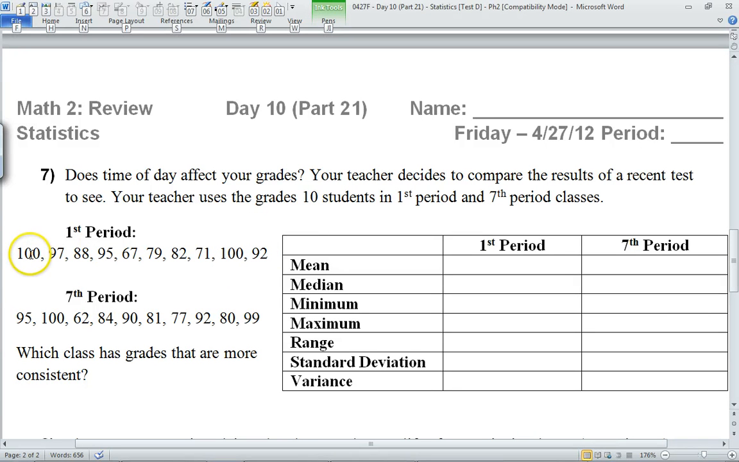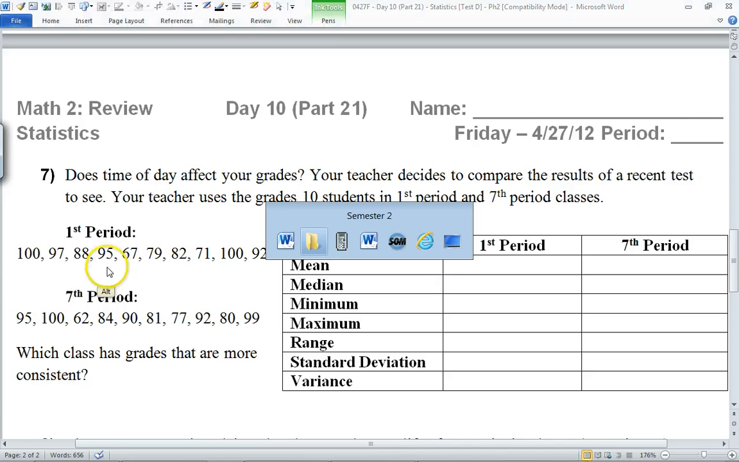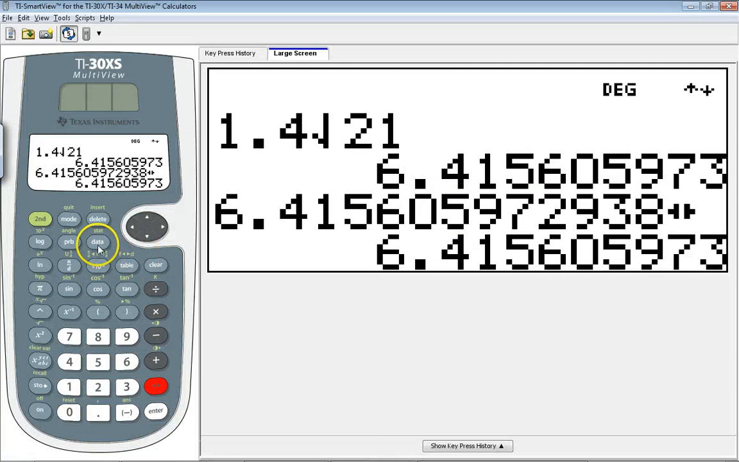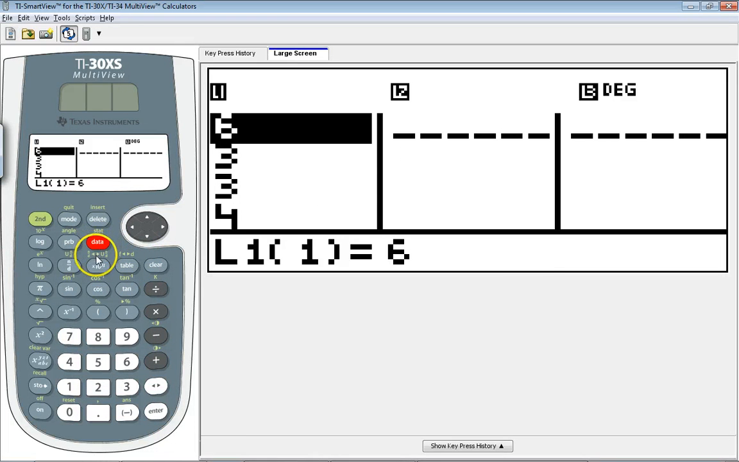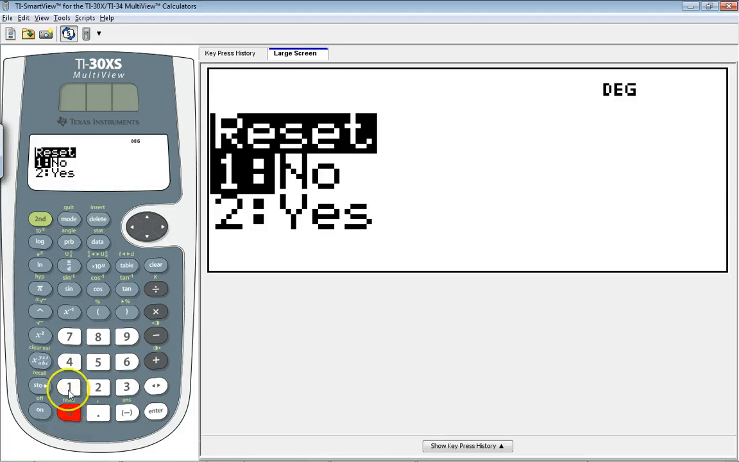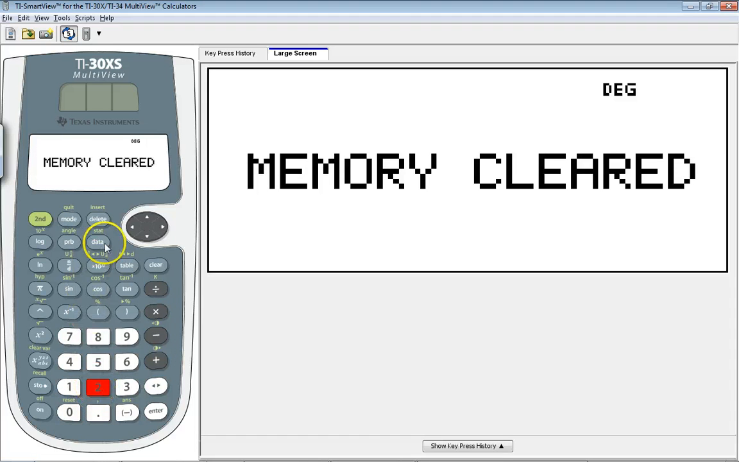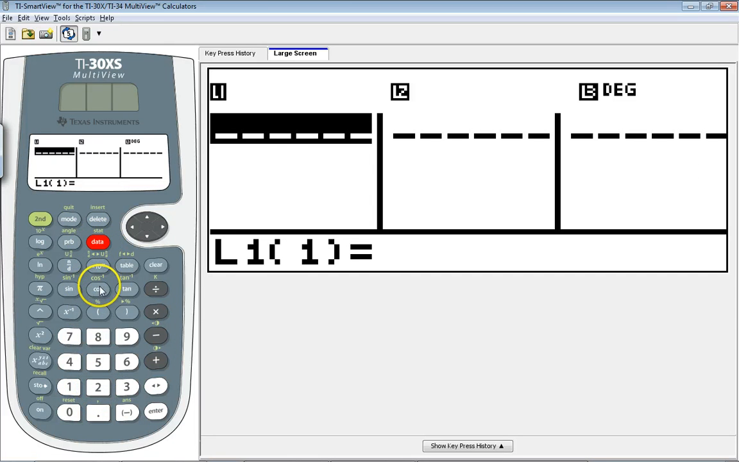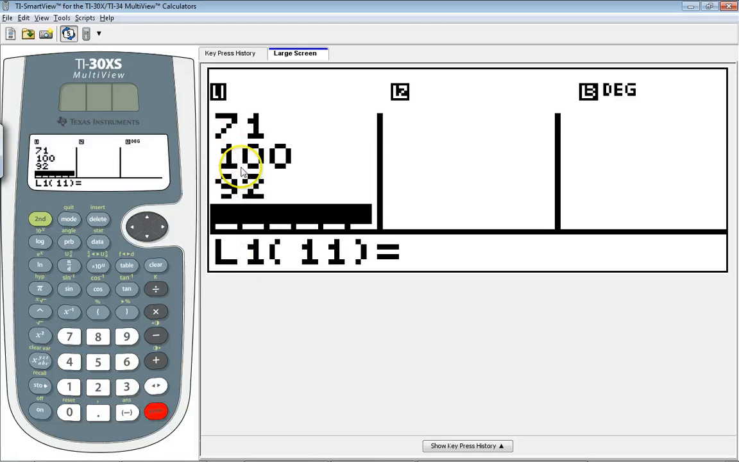So let's see, the first numbers are 10, 97, 88. So if we hit data, I would like to clear this out. I'm just going to reset the calculator. Second, 0, 2, memory cleared, back to data. So here's where you would just type in all the numbers. Okay, so I've typed the first period class into column 1 on this table. So you know how to do this part.